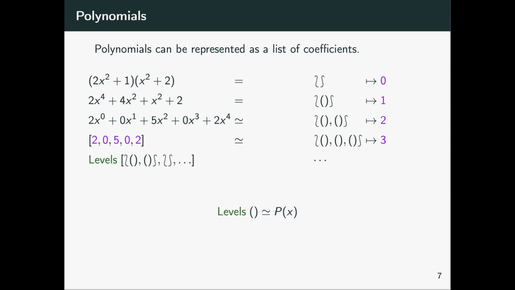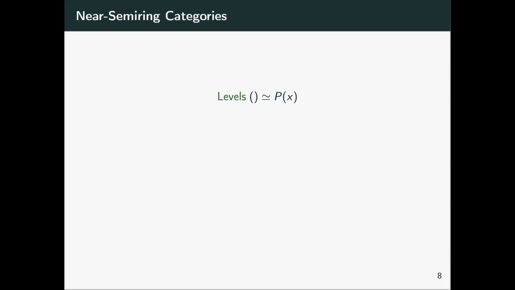In fact, what's really interesting about this is that the monad plus operations correspond to the polynomial operations. While this is an interesting observation, it's still kind of a superficial one, because while yes, levels of unit is isomorphic to polynomials, we haven't said anything about levels of A in general.